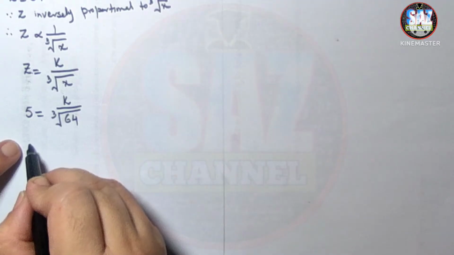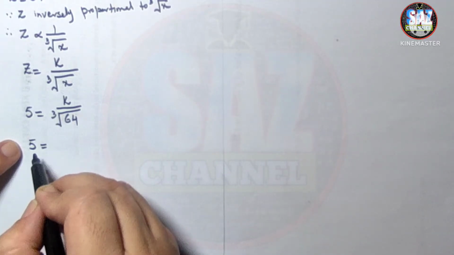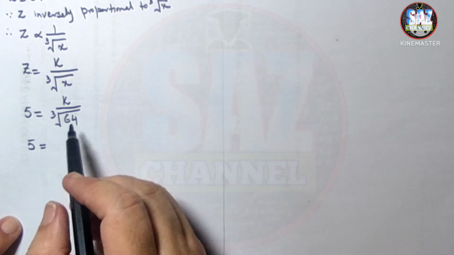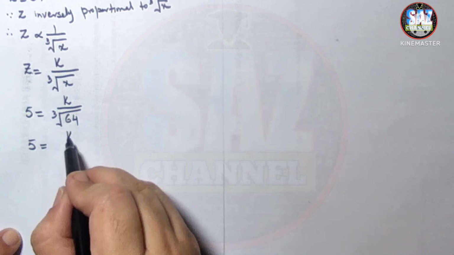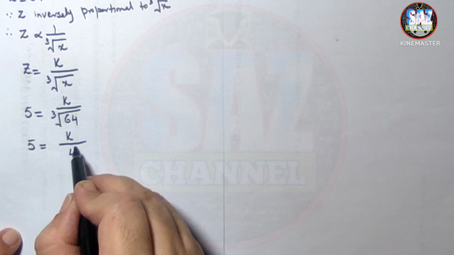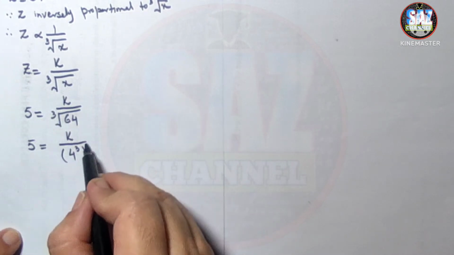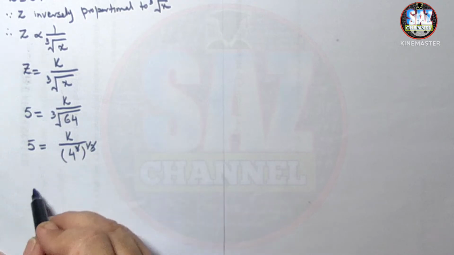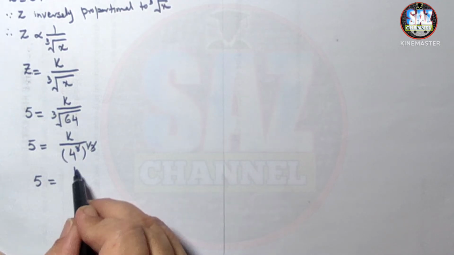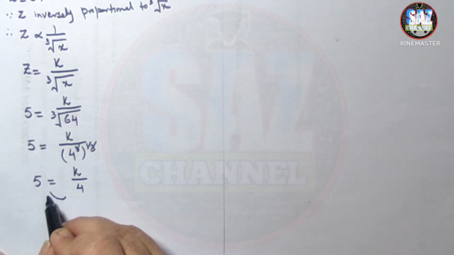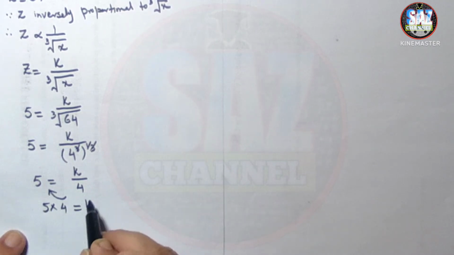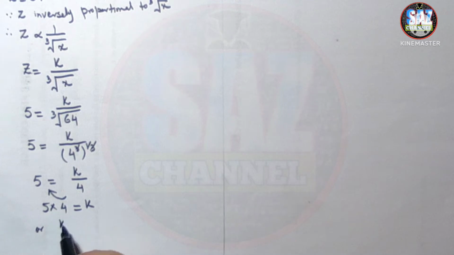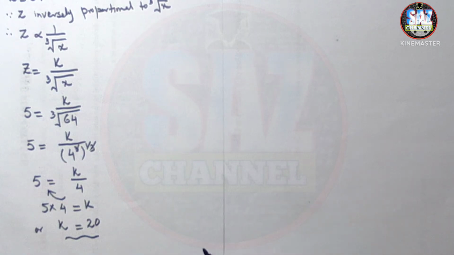Now at this stage you should have good command on squares, cubes, square roots and cube roots. Think about the number whose cube is 64. If I'm not wrong, that is 4 cubed, and the cube root can be written as power 1 by 3. This goes with this. 5 equals k upon 4, and in order to find the value of k, I have to isolate k. 5 times 4 equals k, so k equals 20. So this is the constant of variation that we are getting.